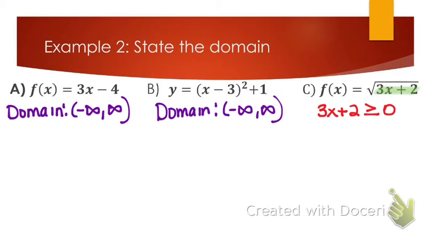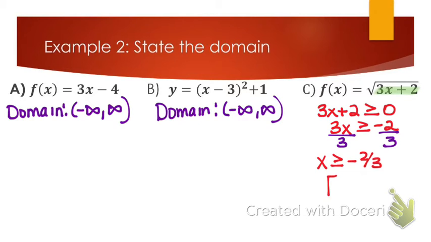So to solve that, what would be your first step to solve for x? Subtract the 2, yep. Do I have to flip the sign when I subtract and it's a negative on the other side? When do you flip the sign for inequality? Divide or multiply by a negative. So now I have to divide by a positive 3. So what I get is that my domain x has to be greater than or equal to negative 2/3. So in interval notation, it would be bracket negative 2/3 to infinity. And that would be my domain.